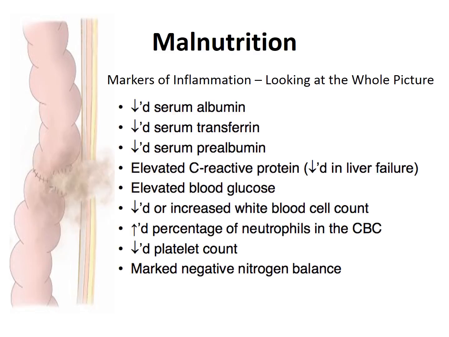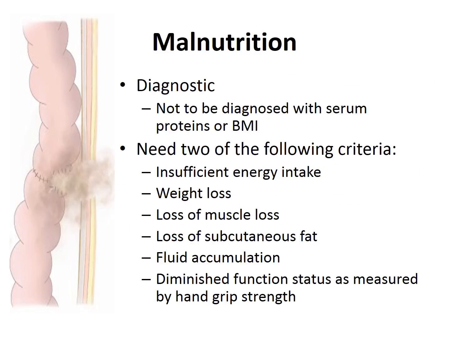affected greatly by things such as hydration status, or in the case of an elevated blood glucose, the underlying cause of diabetes. So again, we note that the diagnosis is not based on the serum proteins or BMI. However, a low BMI or a low percentage of ideal body weight does give us an indication that this patient may need to be evaluated and further looked at for malnutrition.